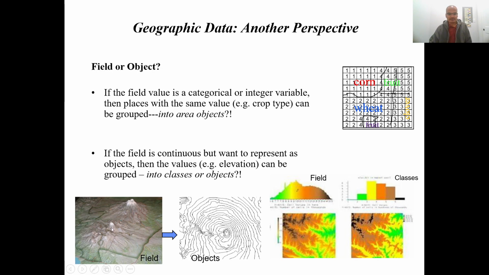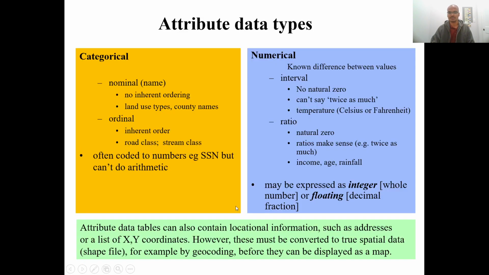So the real world information, continuous information, can also be converted into objects using vector. You can represent it, or even using raster, you can categorize into classes and you can represent it. So it's our responsibility to decide what kind of approach we will employ to represent the real world geographic data.